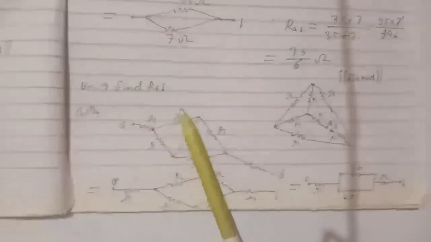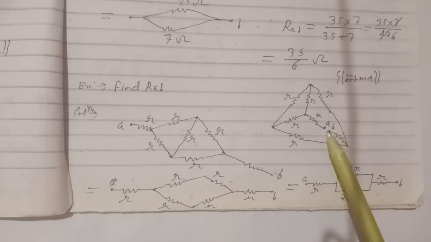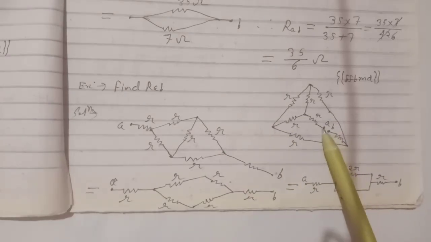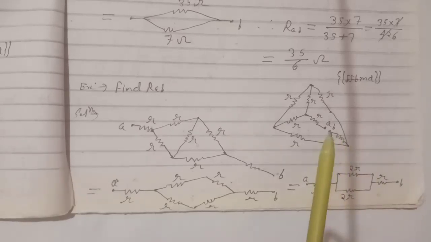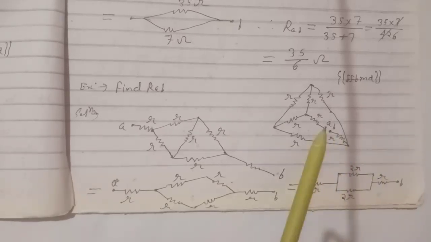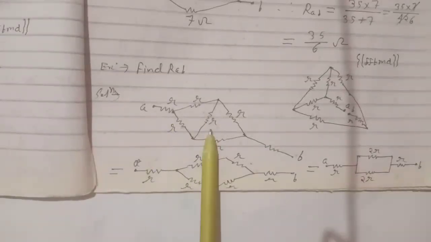Next, find RAB in the given figure. Here it is, and we have to find this point. This is point A and this is point B. We can replace it if we turn it in this direction and this into this direction. This will transform like this. The circuit will be like this.